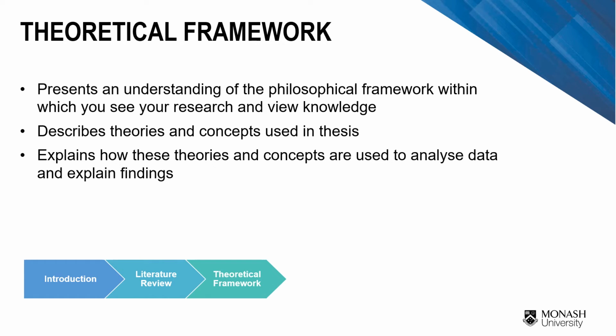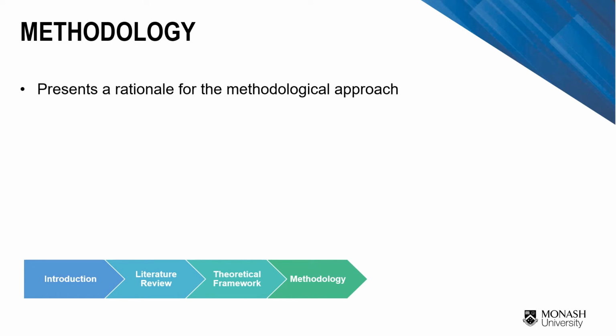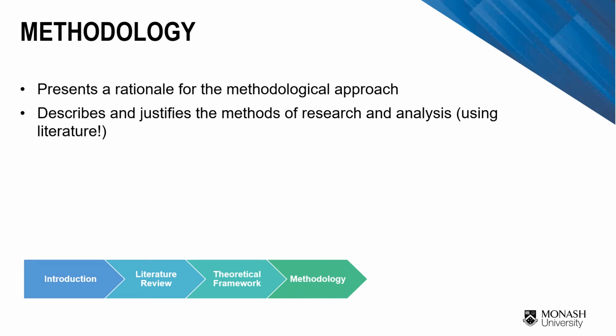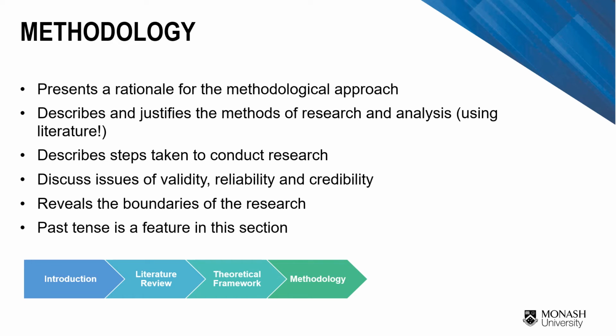The methodology or research design chapter presents a rationale for the methodological approach that you have employed in your research. In other words, this section describes and justifies the methods of research and analysis using literature. This section should also describe what you did for selection of site, participants, data gathering and analysis, and the steps taken to ensure ethical research practice, including issues of validity, reliability, and/or credibility. Past tense is a feature of this section, as you are describing what you did in the past.